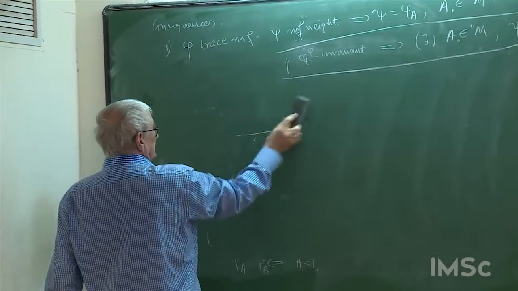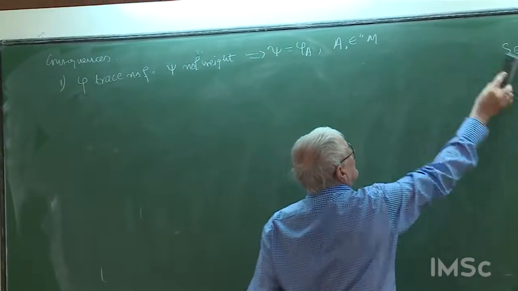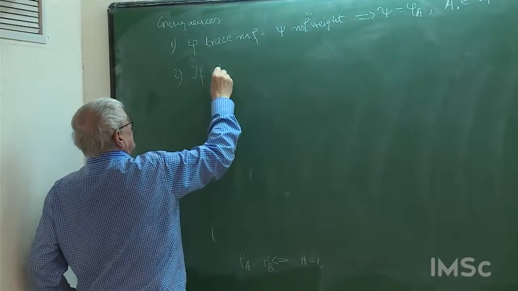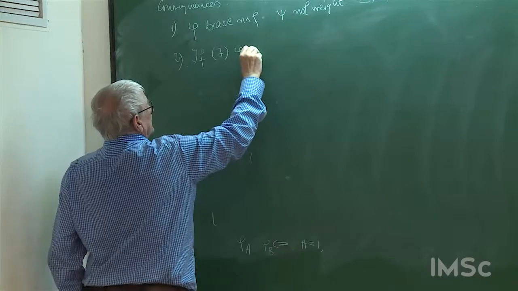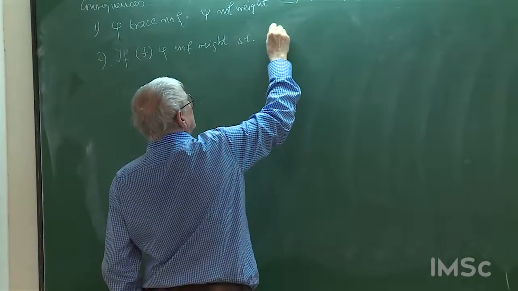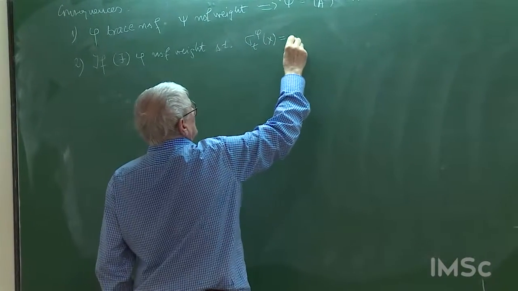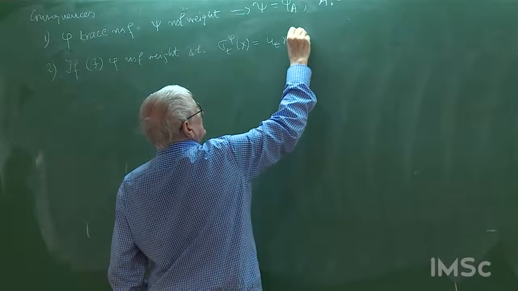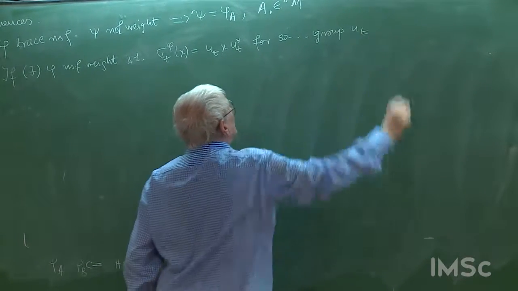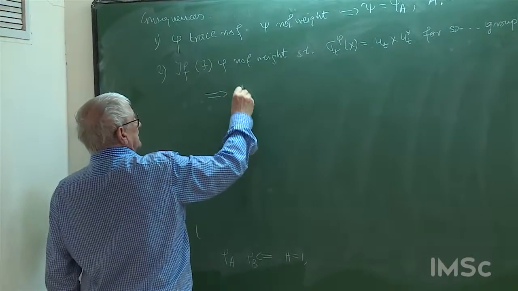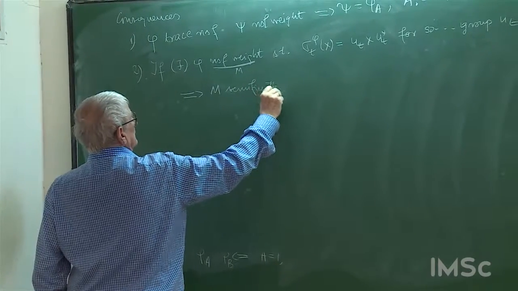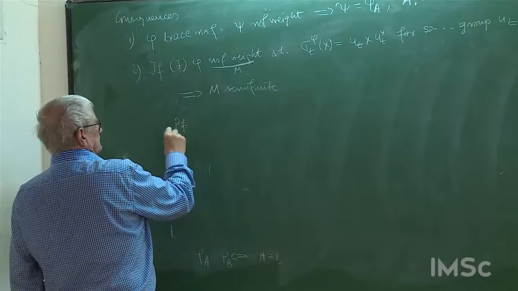A second result, a very nice result, is the following. If there exists phi, an NSF weight on M, such that sigma t phi of x is equal to u_t x u_t star for a strongly continuous unitary group u_t, then M is semi-finite.